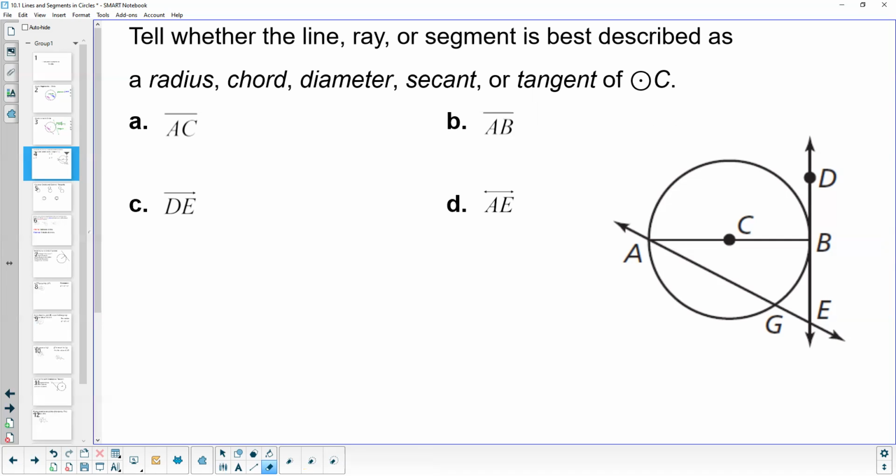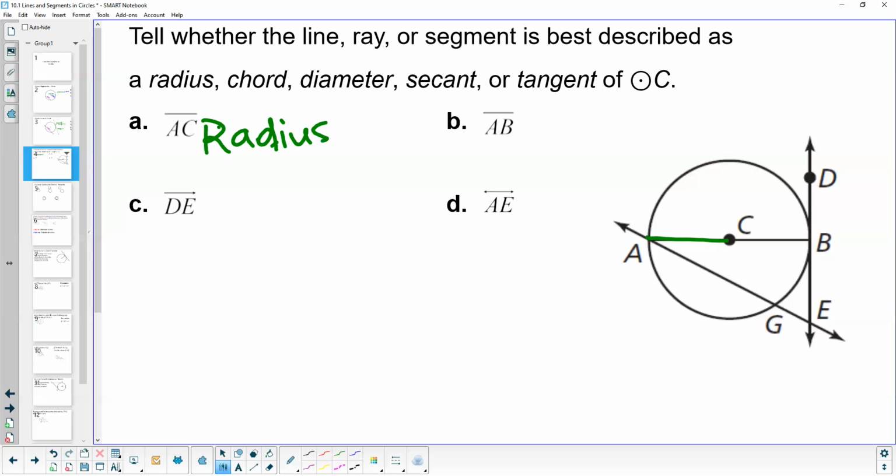So let's look at these different values. We've got segment AC. If we're talking about segment AC, I'm going to highlight it in green here. We're talking about this piece. It goes from the center of our circle to the outside. Well, that is going to be a radius, because the radius is defined as going from the center of the circle to the outside of it.